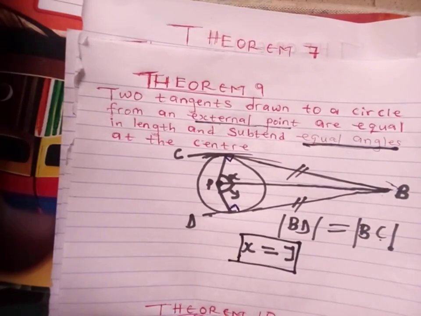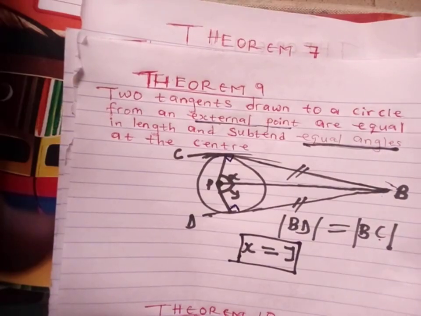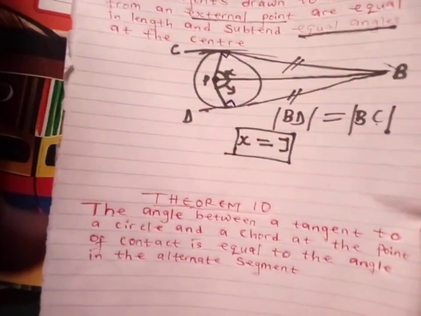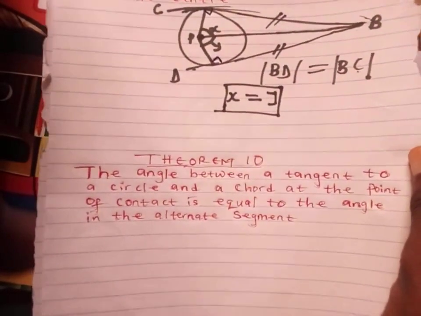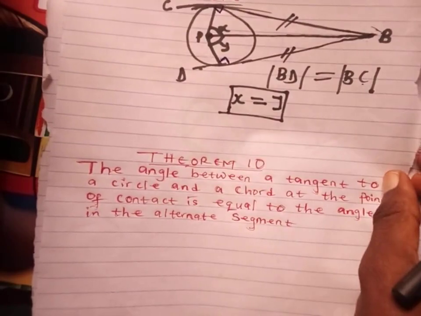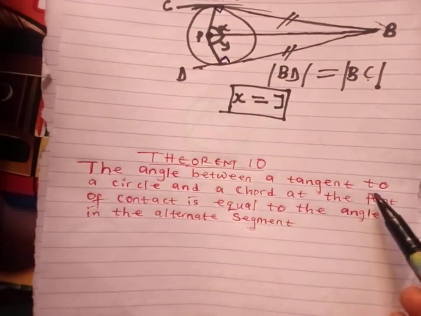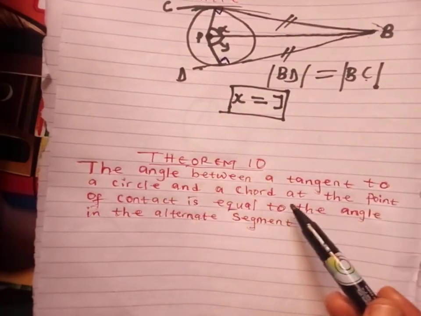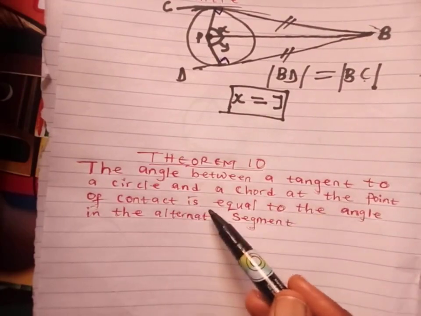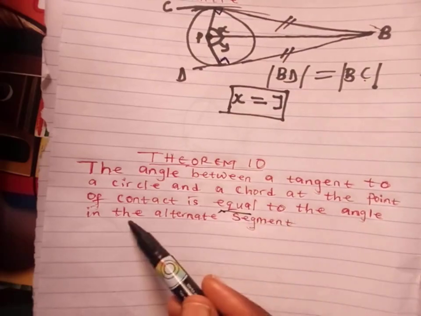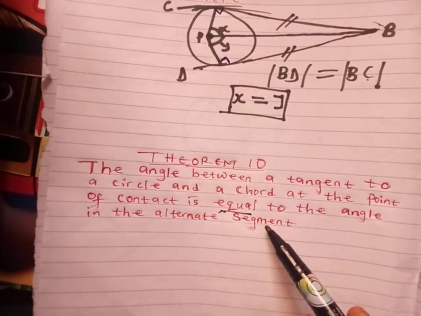All right. So with this, we can carry out lots of calculations. Then let's move to the last theorem, which is theorem 10. All right, this is it. And what does it state? Theorem 10 says that the angle between a tangent to a circle and a chord at the point of contact is equal to the angle in the alternate segment.